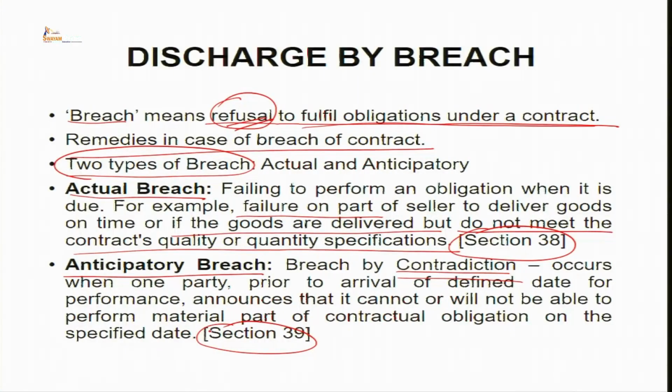And this concept of anticipatory breach, again, is not expressly mentioned under the Indian Contract Act, but it has been incorporated under section 39 of the Indian Contract Act. It basically says that when one party, prior to the arrival of the defined date for performance, announces that it cannot or will not be able to perform a material part of the contractual obligation on the specified date, thereafter, what happens? The two options, I have already told you about those two options.